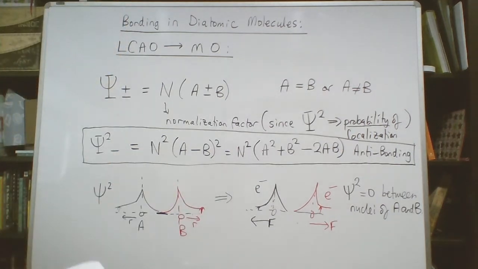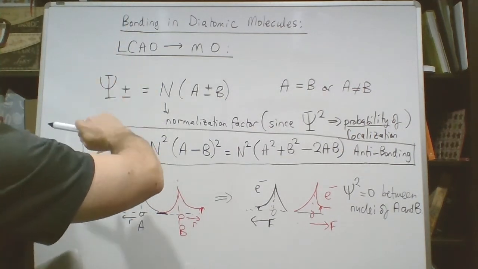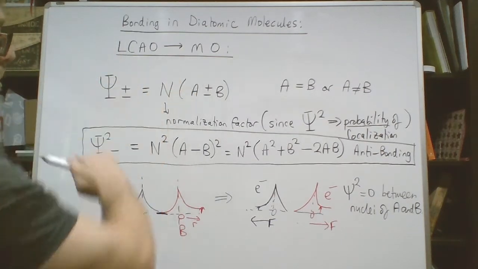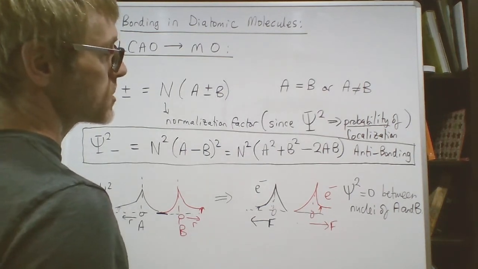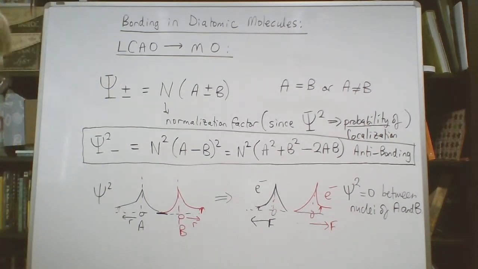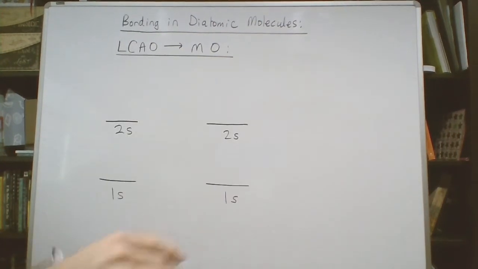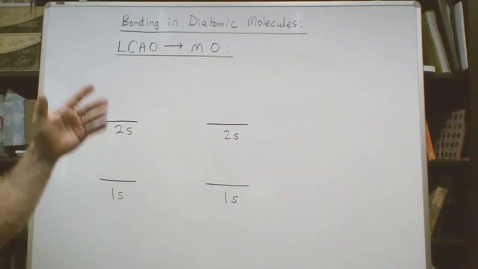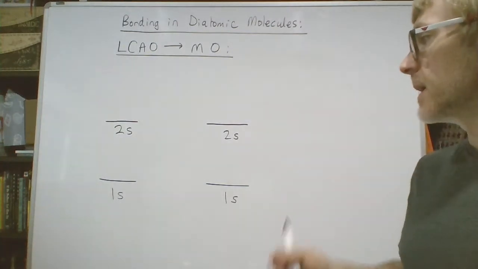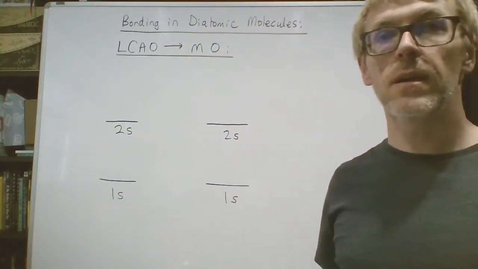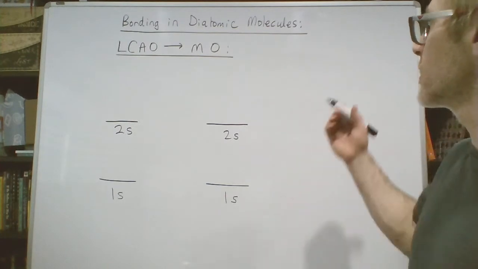So we have this concept when we combine atomic orbitals, when we superimpose them linearly to form molecular orbitals, they can either interact favorably or unfavorably. Favorable interaction forms bonding orbitals. Unfavorable interaction forms anti-bonding orbitals. So we've seen that we can take a linear combination of atomic orbitals and make molecular orbitals. Now let's go ahead and start to apply this. We'll just look at homodiatomic molecules here.